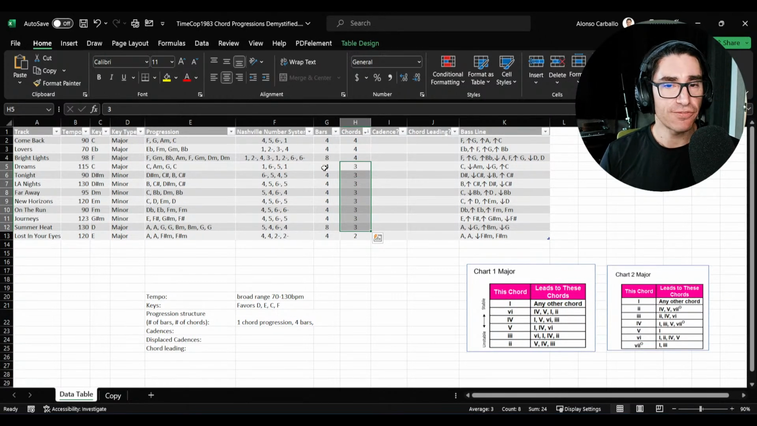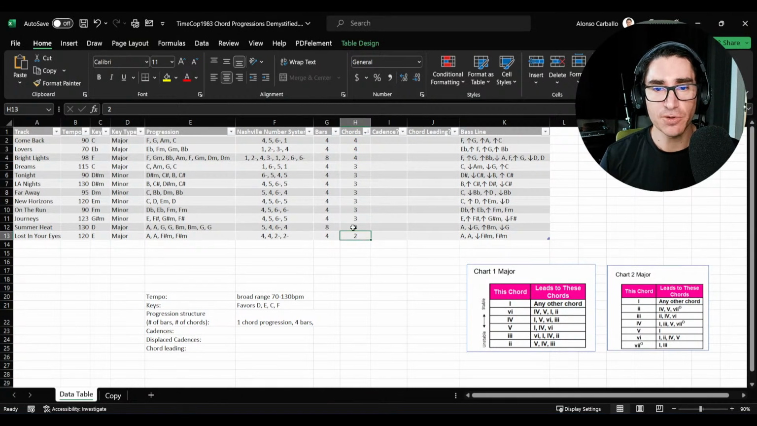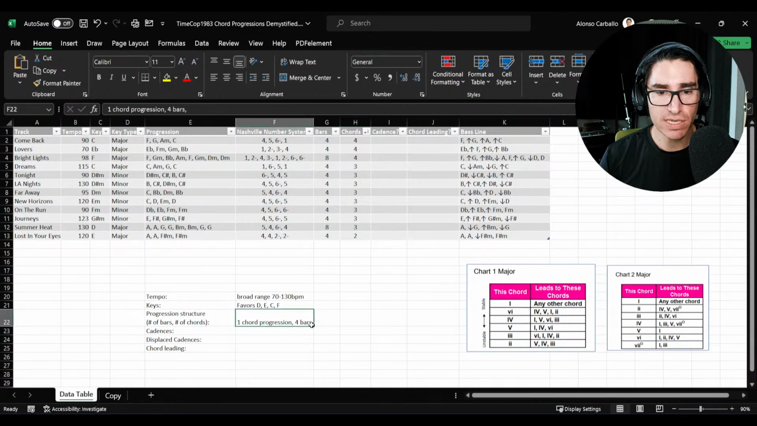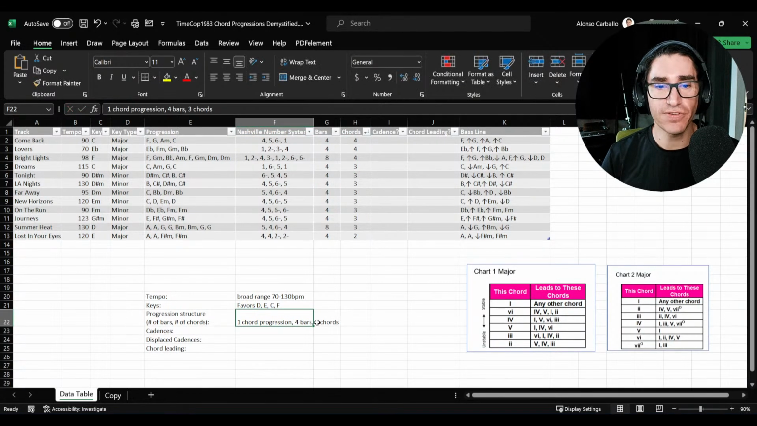So if we have a 4-bar progression but only 3 chords, it means that we repeat one of the chords somewhere, right? At the beginning, at the end, or in the middle. So this is also very interesting. And roughly 20% of the progressions include 4 chords, and just a very tiny percent, or just one track, has 2 chords. Okay, so this is interesting. So 4 bars and typically 3 chords is what he tends to favor.